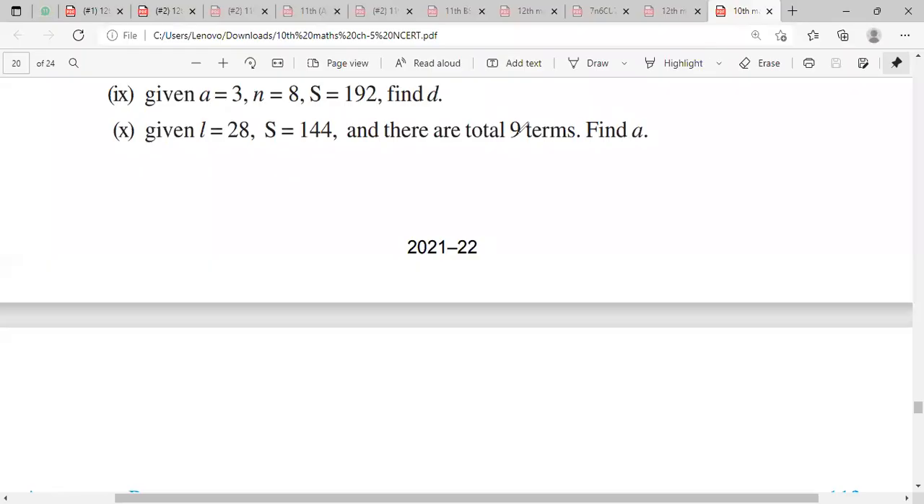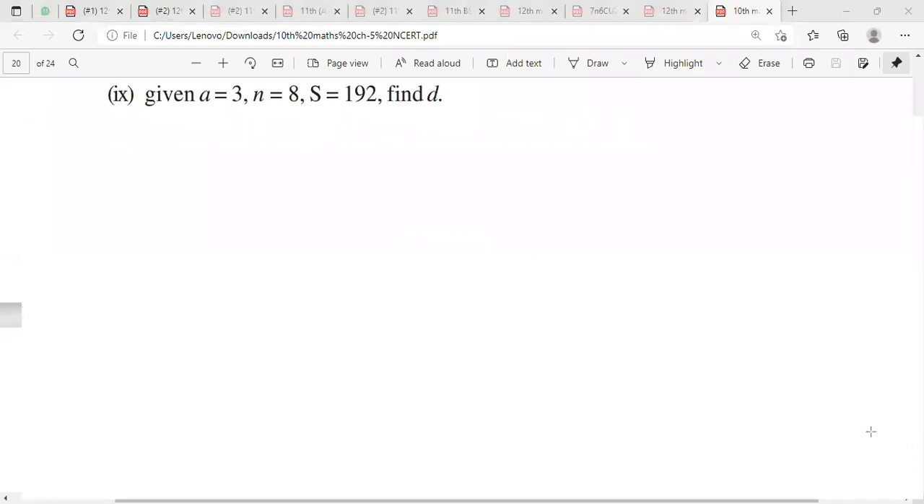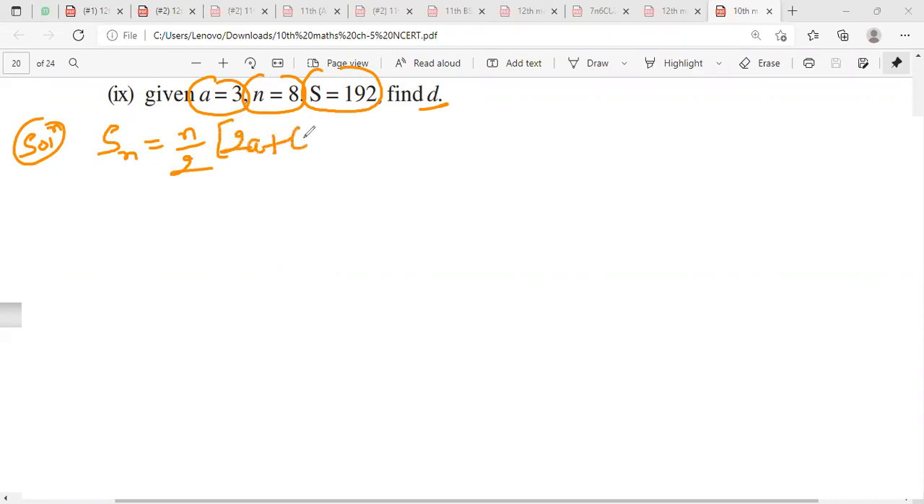Question number part 9. Again, first term has been given, that is 3, n is equal to 8 and s is equal to 192. Find d. We have to find the value of d. Now we know that Sn is equal to, अब यहाँ पर लास्ट टर्म गिवन नहीं है, तो Sn क्या होगा, n/2 2a plus n minus 1 into d. This will be the value of Sn, right?